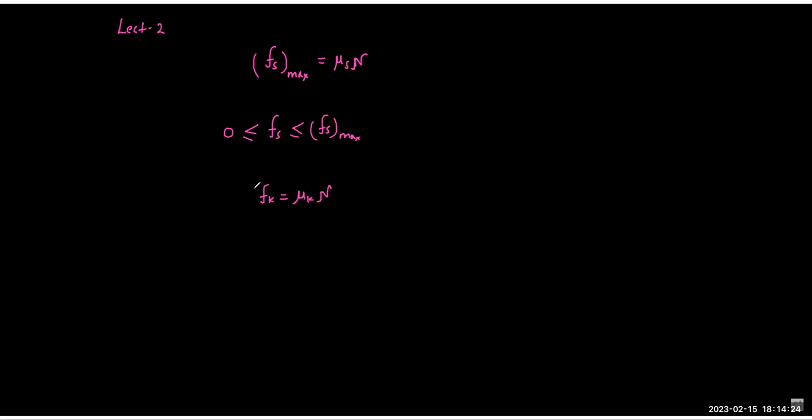We cannot compare static versus kinetic, but theoretically, we know that Fs max is greater than Fk. So again, we are not comparing the Fs, we are comparing the limiting value, which led to the relation that mu s is more than mu k. Now, this is as per the JEE syllabus, okay?